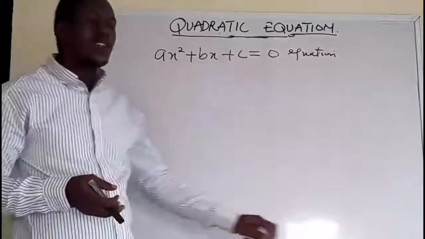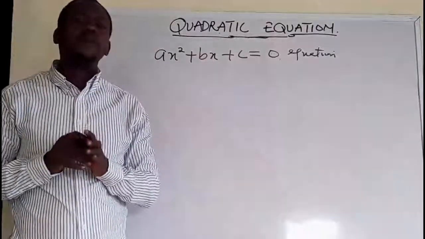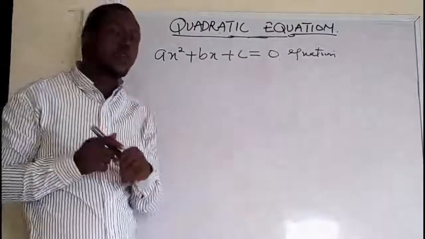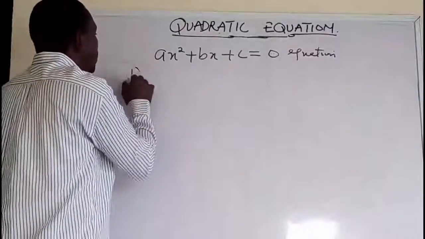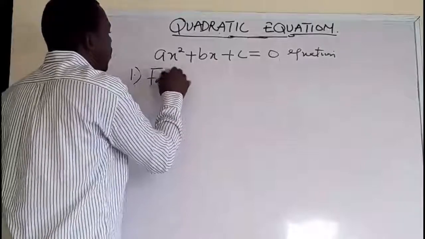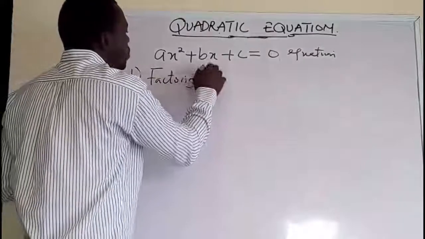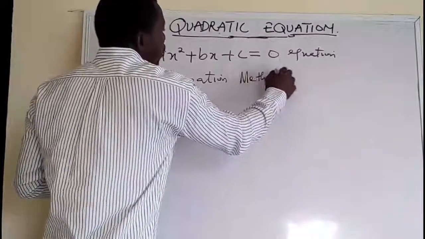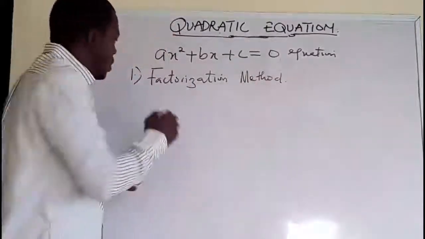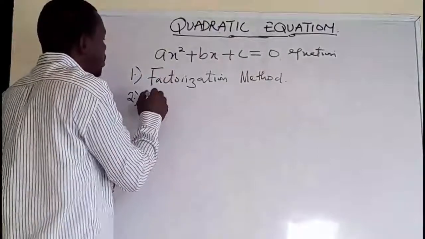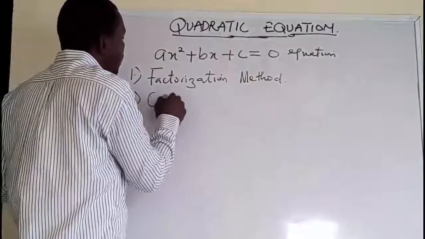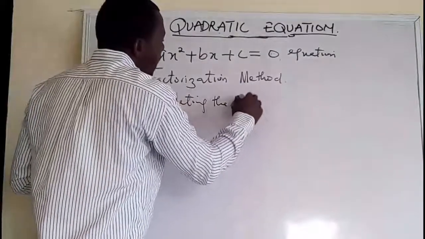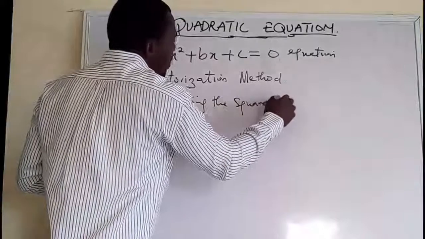Now, when we are talking about quadratic equations, we have different methods that we can use to solve them. The first one is the factorization method. The second one is the completing the square method.